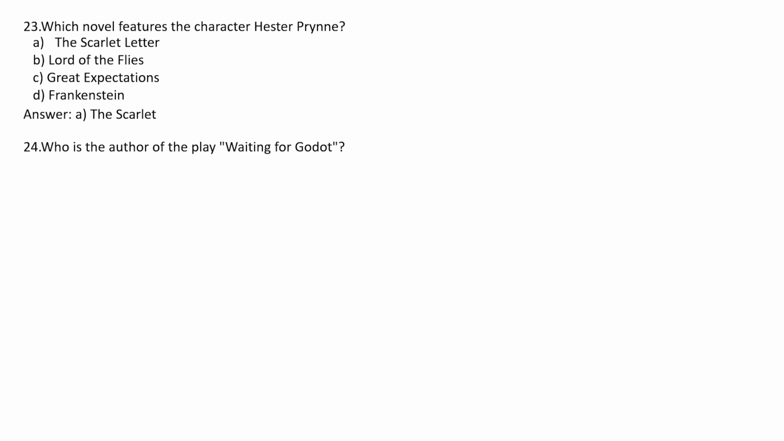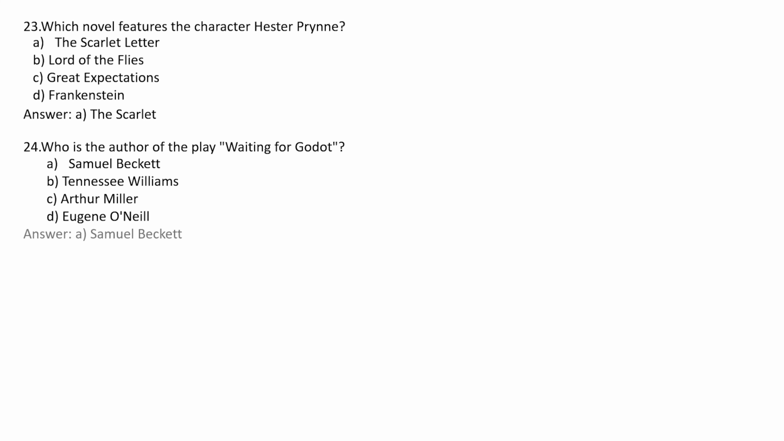Question number 24. Who is the author of the play Waiting for Godot? Option A, Samuel Beckett. Option B, Tennessee Williams. Option C, Arthur Miller. Option D, Eugene O'Neill. And the correct answer is Samuel Beckett.